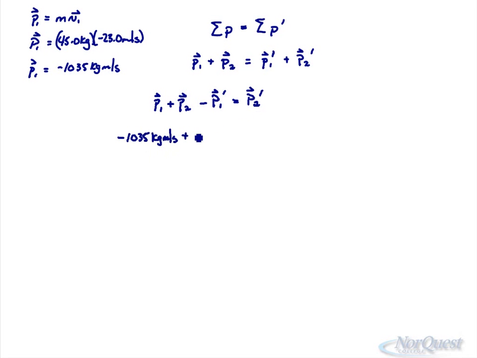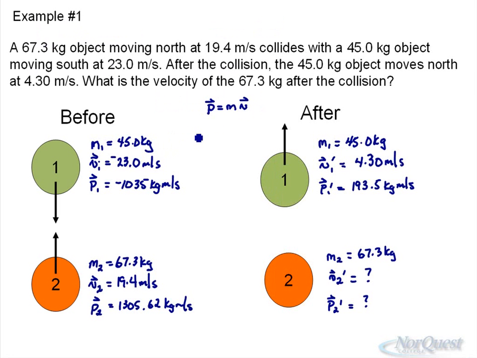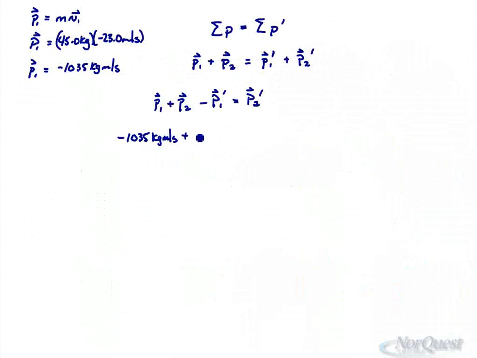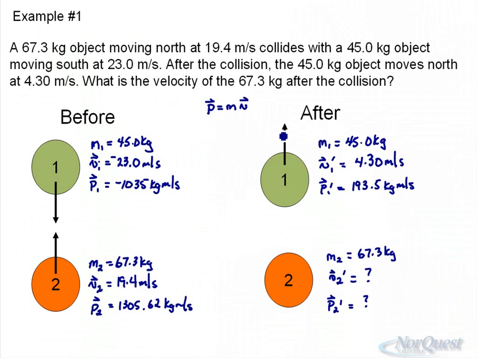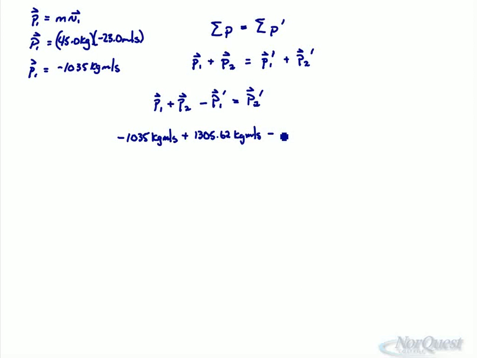The momentum of object 2 before was positive 1305.62 kilogram meters per second, minus the momentum of object 1 after, minus 193.5 kilogram meters per second, equals the momentum of object 2 after.